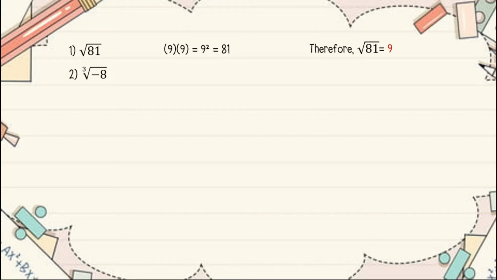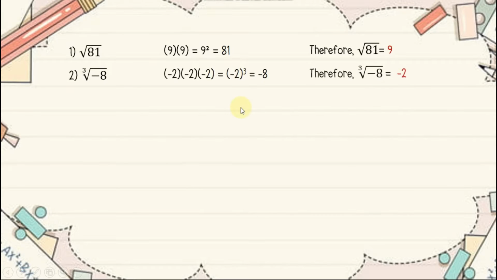How about the cube root of negative 8? So let's find a number multiplied by itself thrice that is equal to negative 8. And of course, that is negative 2. Negative 2 times negative 2 is positive 4. Times another negative 2, it is equal to negative 8. Therefore, the cube root of negative 8 is negative 2.